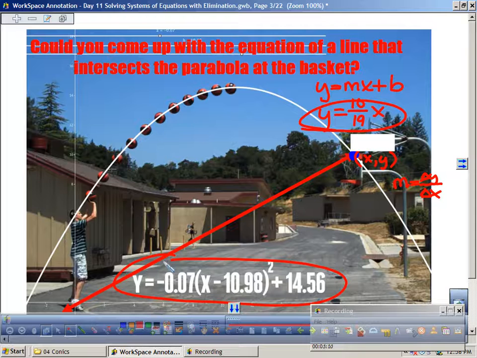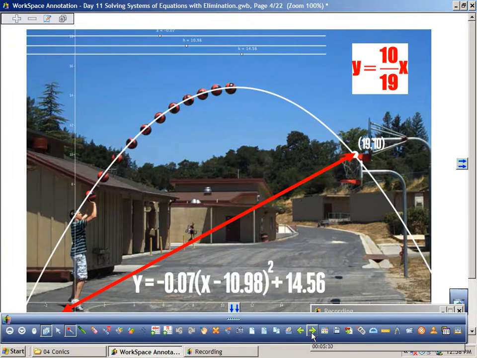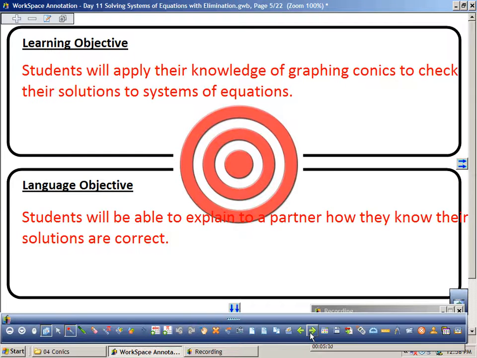But not crazy numbers like this, more simple numbers and things that you can graph. So we're not just going to find it algebraically with systems of equations, but we're going to find it graphically, because you've been graphing conics for weeks, right? So you should be able to graph it and check your work on the algebra piece. Doable? But you see how you've done both, but now we're going to do them together. All right. So students will apply their knowledge of graphing conics to check their solutions of systems of equations.